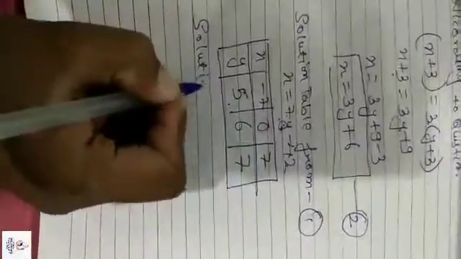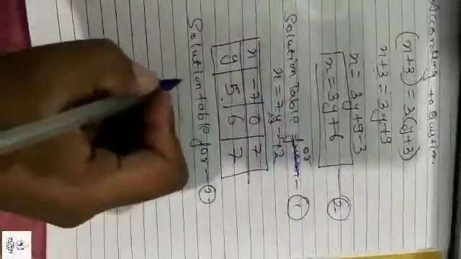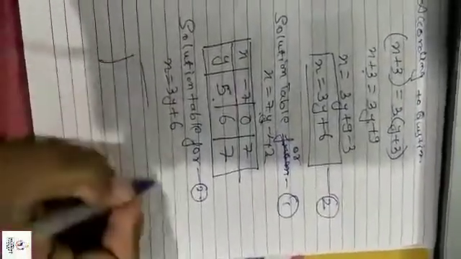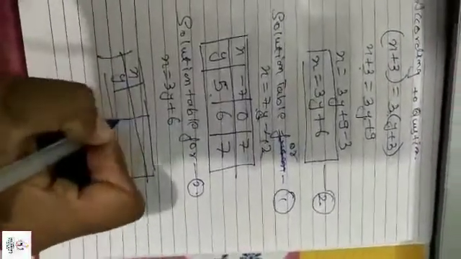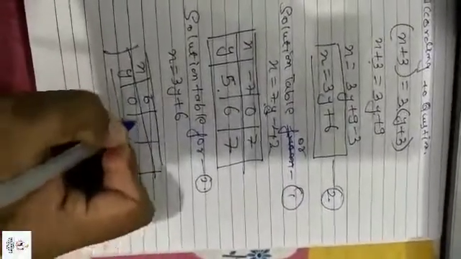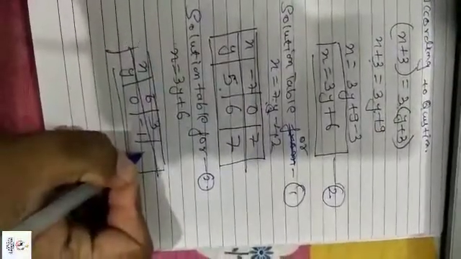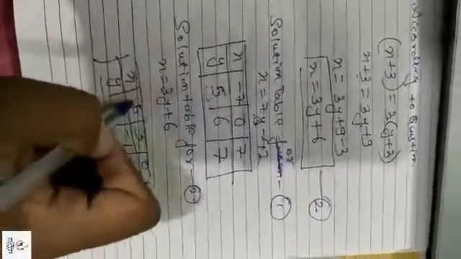Now the solution table for the second equation. So x is equal to 3y plus 6. Now make a solution table of x and y. If we put y value 0, x will be 6. If we put y value minus 1, x will be 3. If we put y value minus 2, 3 times minus 2 is minus 6, plus 6 is 0. So these are the two solution tables.